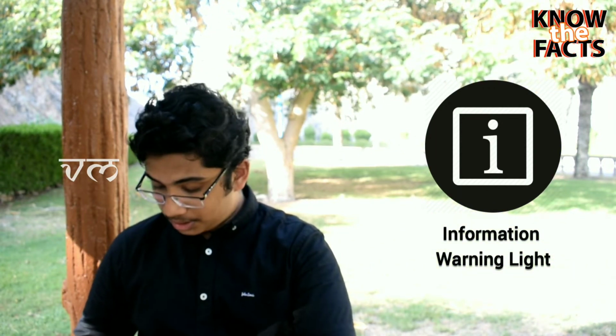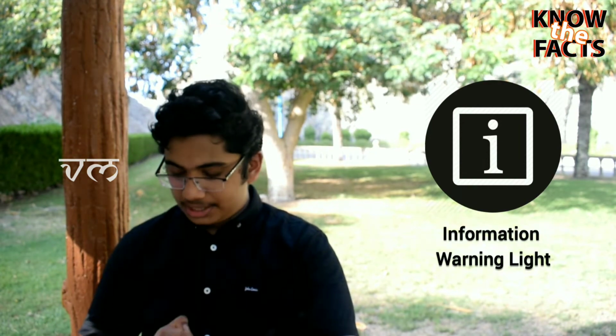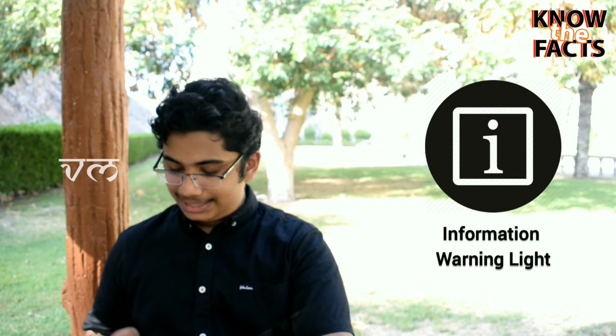The next one is the information warning light. This indicator light will turn on when a new message is stored in the information display. It will be red or amber in color depending on the severity of the message and will remain on until the cause of the message has been rectified.